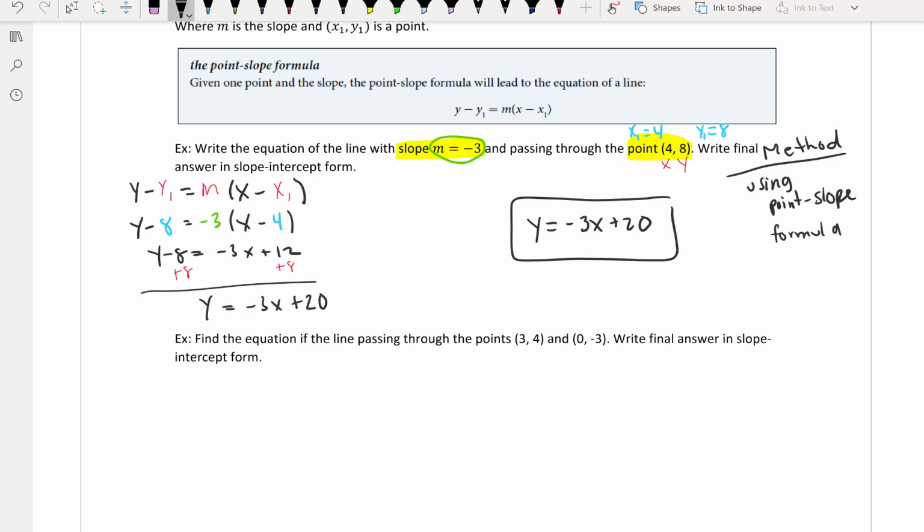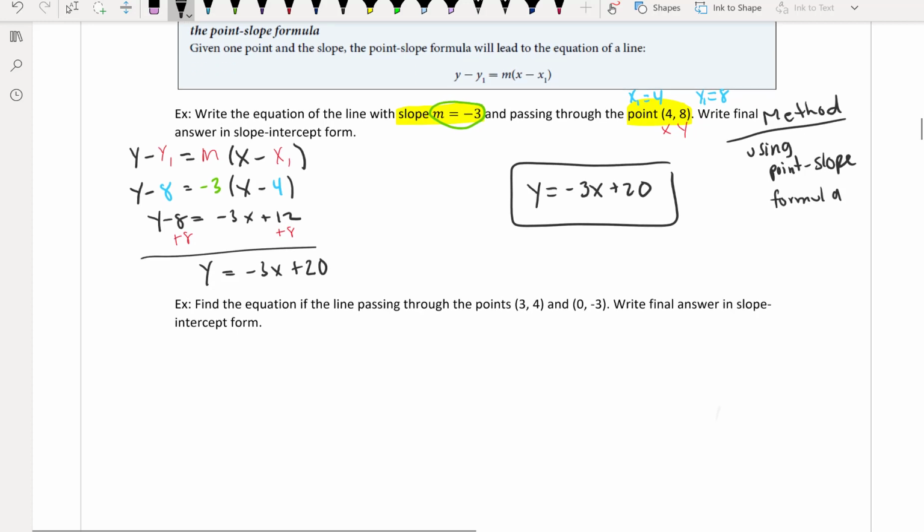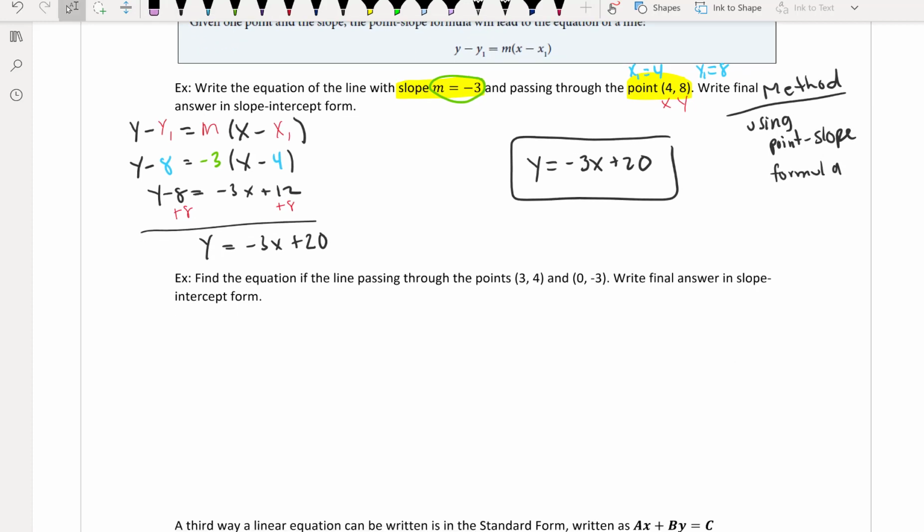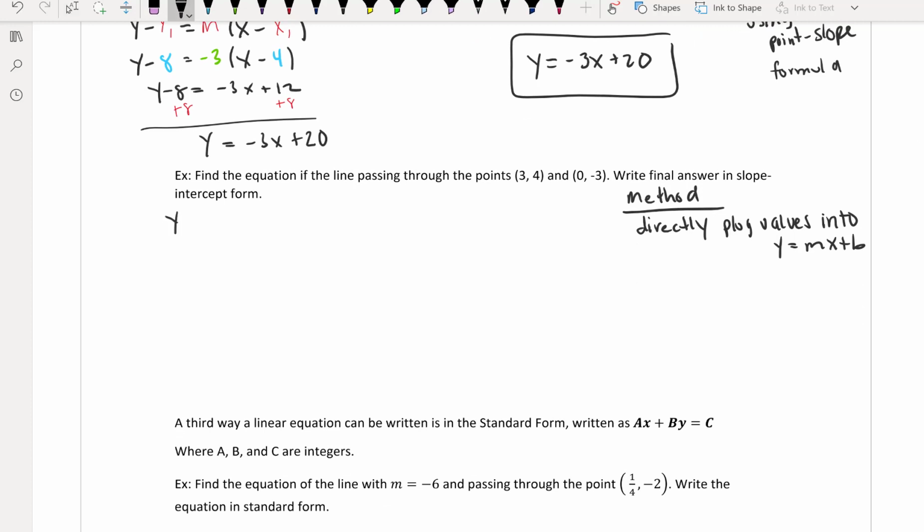Now, I can also do this using a different method. So here, let's say method two. And my method is going to be to directly plug into my y equals mx plus b. Okay, well, if that's the case, then I know that I have y is equal to mx plus b. So for here, what do I know?